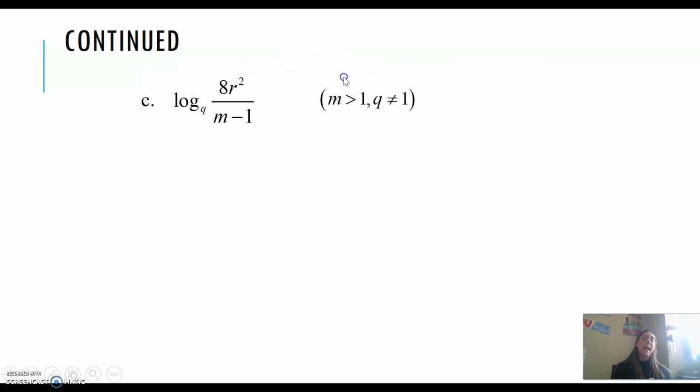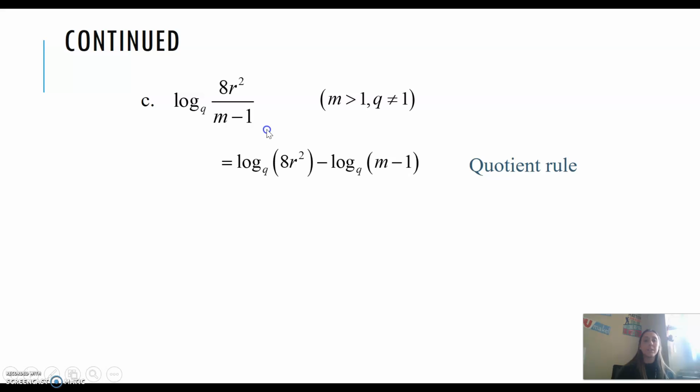Okay, now we're going to apply the quotient rule. The reason why I know that is because I've got division. So remember, it's log base q of the numerator minus log base q of the denominator. So that's the quotient rule. There's that minus sign, it goes right here. There's the numerator, there's the denominator. There aren't any logarithmic rules that say we can do anything with this m minus 1. So this log base q of m minus 1, that one's done. We're just going to keep it.